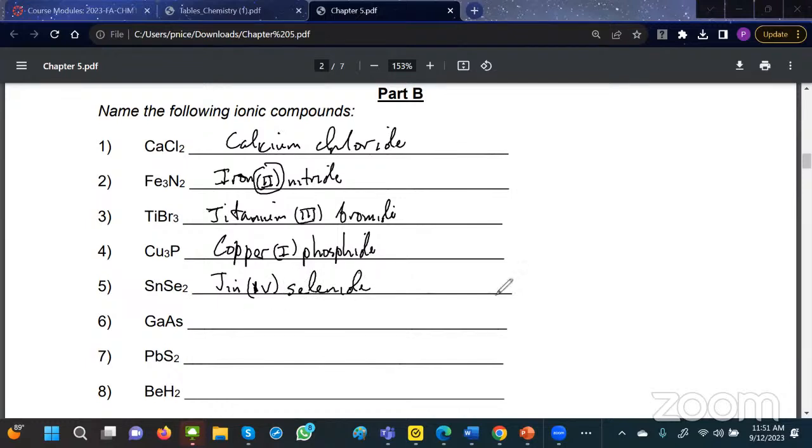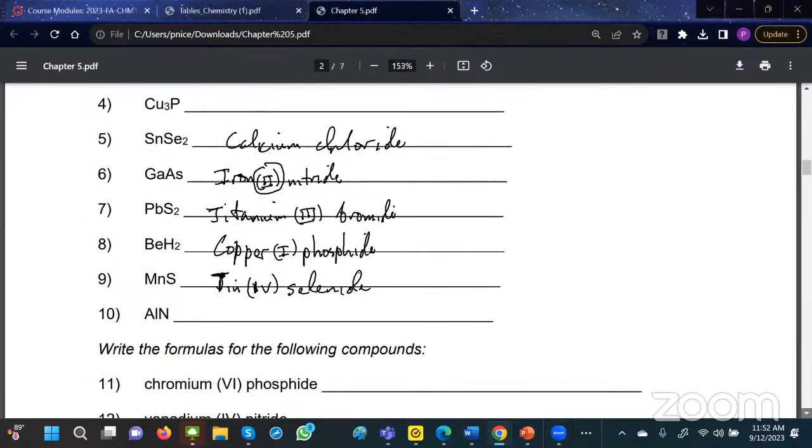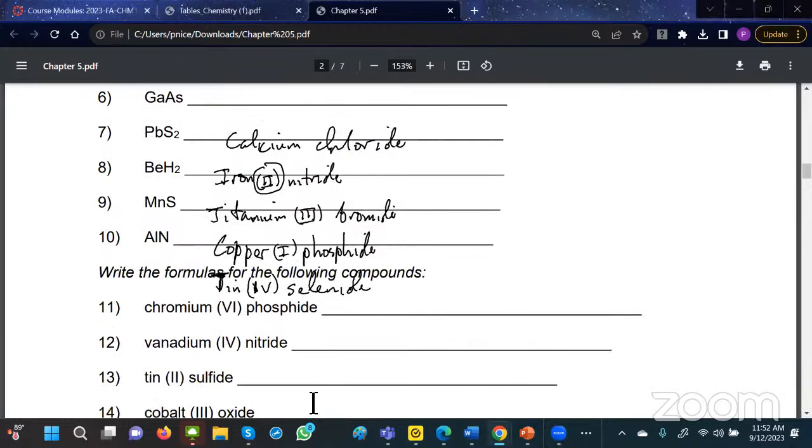I'm going to leave you now to try the others. Again, if you have any questions at any of these problems, please feel free to let me know. Oh, and by the way, for these questions, you're given the formulas and you're asked for the names. Then there's a second half where you're given the names and you're asked for the formulas. I think you guys should be able to handle that. Let me clear this here.